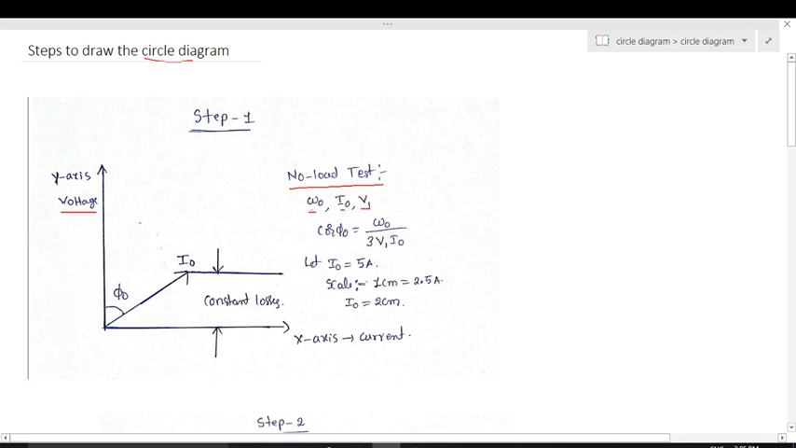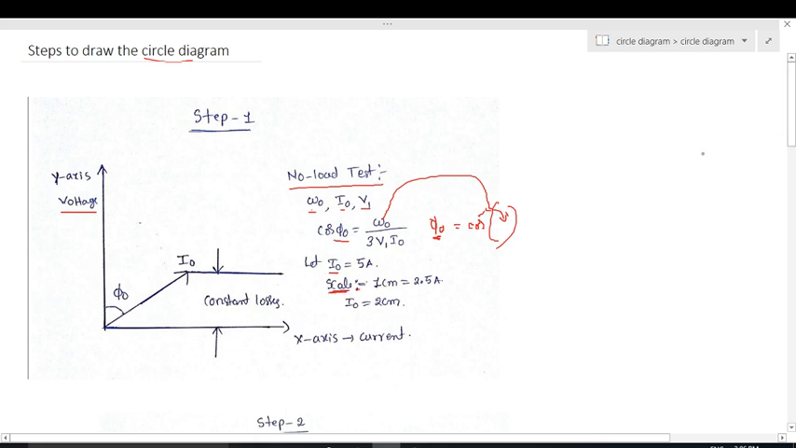From that we can find cos phi naught, and also phi naught, which is cos inverse of this value. So we got phi naught, and I naught from the ammeter reading. Generally, if you want to draw something, we should take a scale.